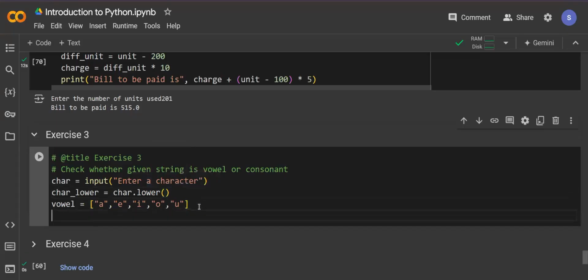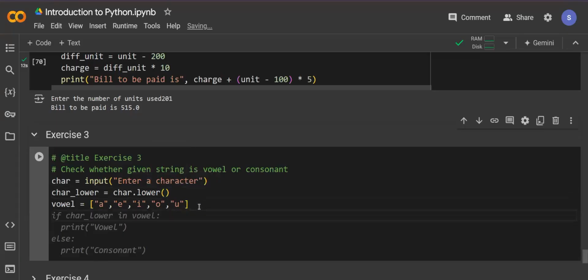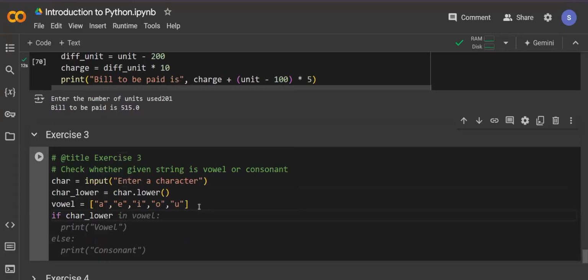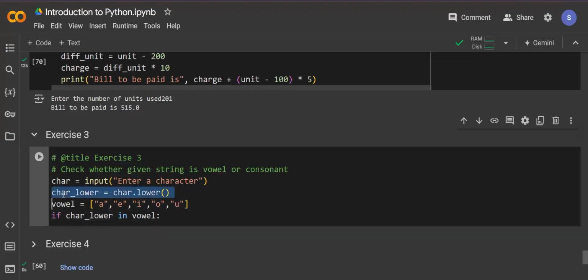Now, let's understand what is the logic for this. Obviously, we have to use an if condition. If this character underscore lower, now we have to understand a particular function called the in operator. Now, what is this in operator? I'll be using in vowel. So let us understand what is the meaning of this. If character lower, that is this one, let's say I'm giving the value as A. If A is checking whether it is present in the vowel. Okay. If it is present in this particular list, it is checking that.